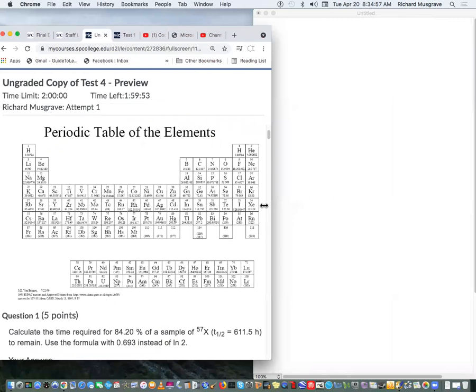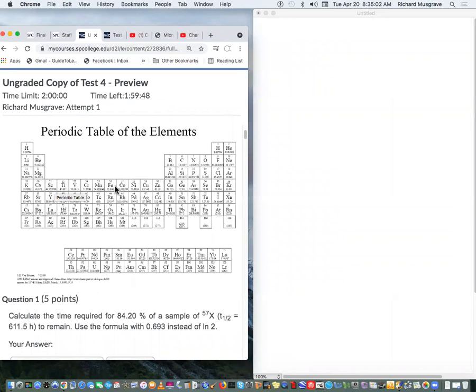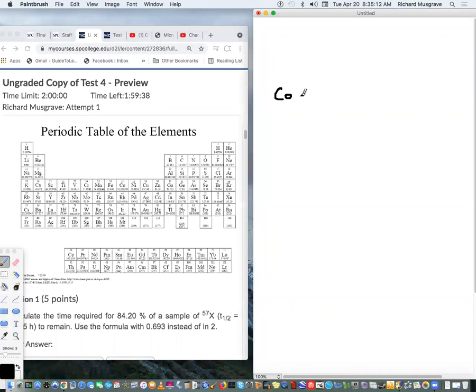Now the metals we're talking about are these in the d block, 21 through 30. So I'll take Fe as an example. No, let's do Co. We'll do Co as an example. The electron configuration is 1s2, 2s2, 2p6, 3s2, 3p6, 4s2, 3d7.